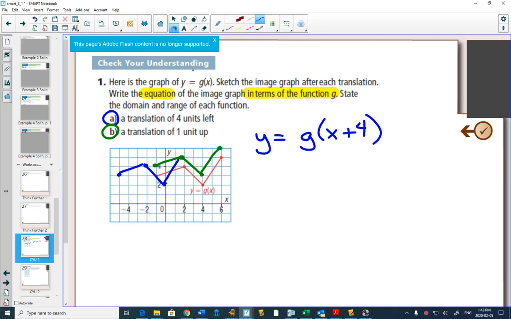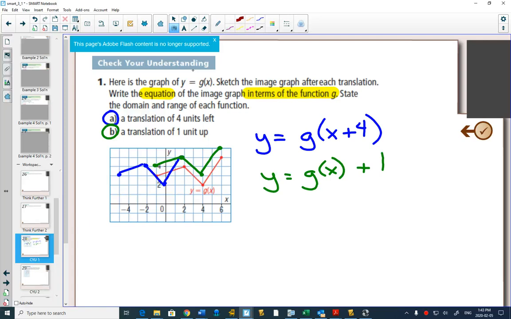For the green one, it's been translated up. That would happen outside of the function. So I would have my regular function, and then I added 1 to it, happening outside of the function. So when it says in terms of, you need to have that on the right-hand side of your equation. And in this case, it was in terms of the function g, and g of x was the red graph that was already given to you.